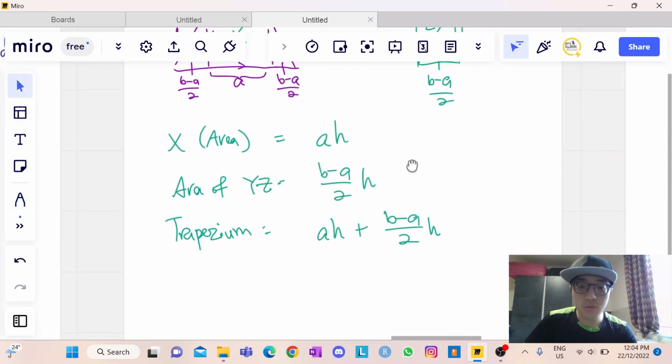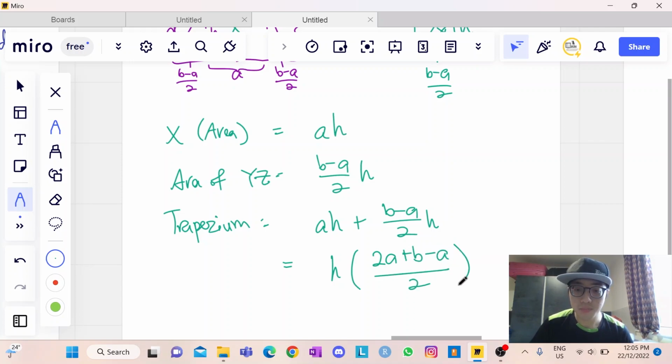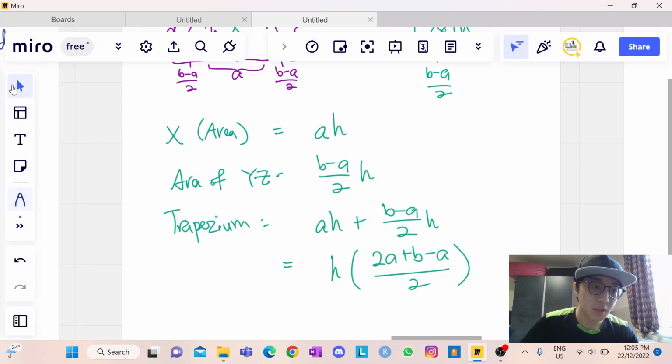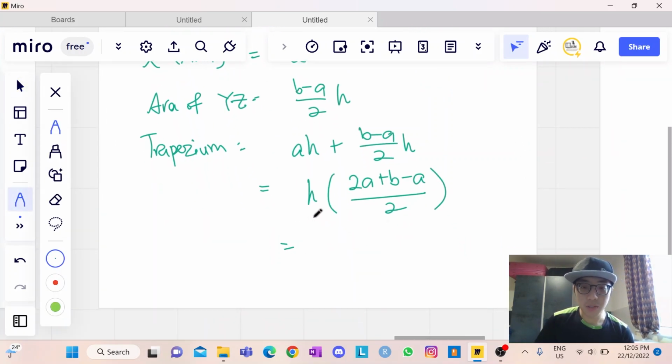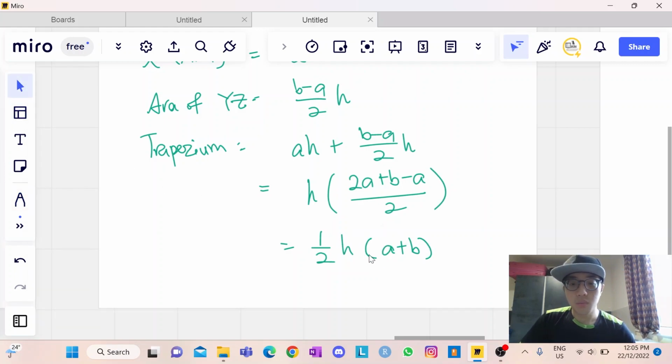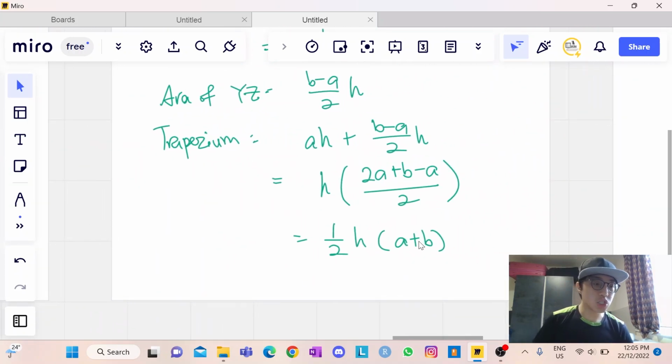If you do some simple algebra, you will get H, bring it out, (2A plus B minus A) divided by 2. Simple algebra. Make sure that you know how to do this by now. Then this will be equal to, I'll bring the 2 out, 1 over 2 H (A plus B). And this actually proves the formula 1 over 2 (A plus B) H. I'm just going to move the H to the back.